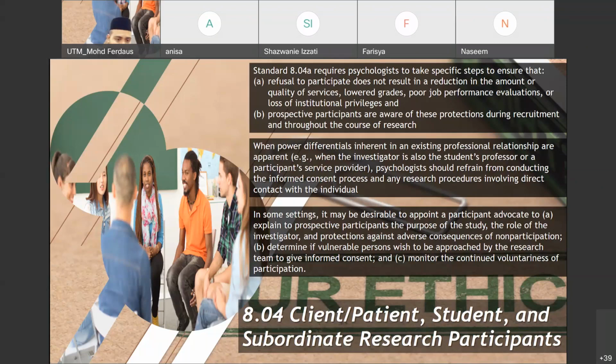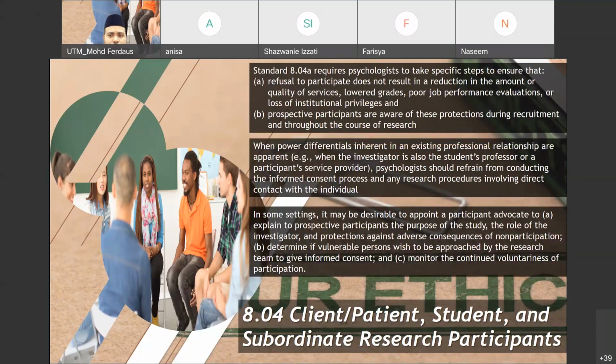So you need to identify that basically they don't have the motivation, they don't want to participate. So you need to allow them to withdraw from your research. Okay, why are we talking specifically about patients, students, and subordinates?